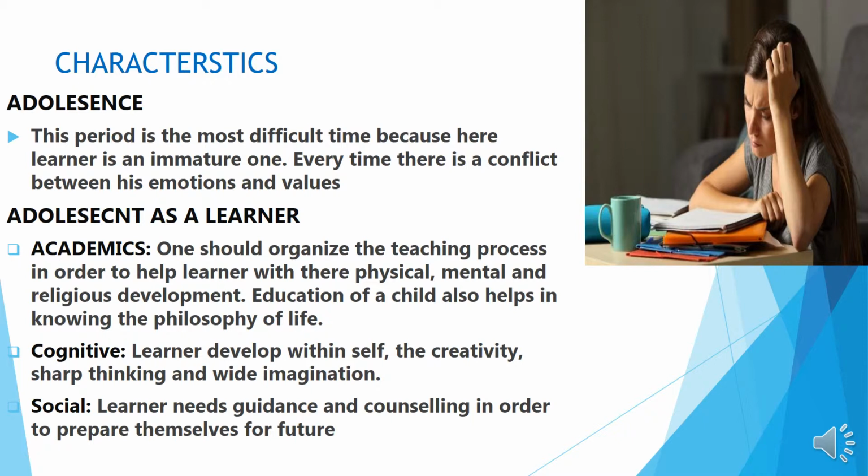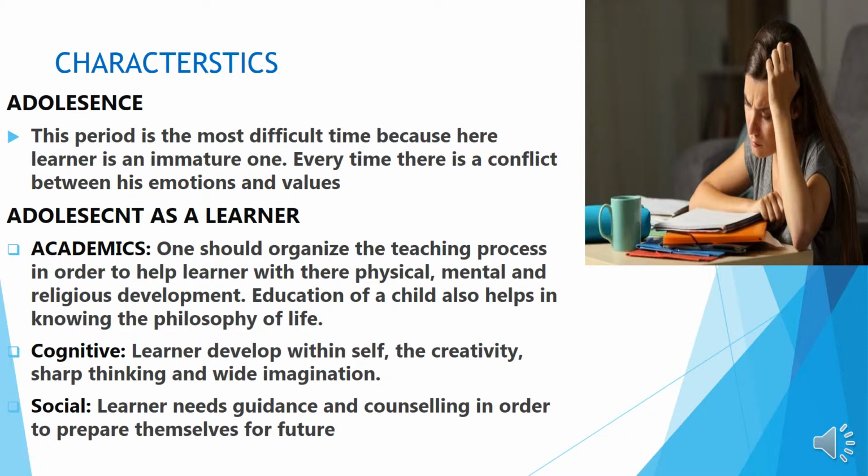So learner here needs a proper guidance and counseling by his teachers and parents both, so that they can prepare their mind for future. They should know the difference between good and bad. Because at this age, there is an attraction towards the opposite gender, right? There are group sacrifices, but in order to prepare themselves for future, they need proper guidance and counseling, right?